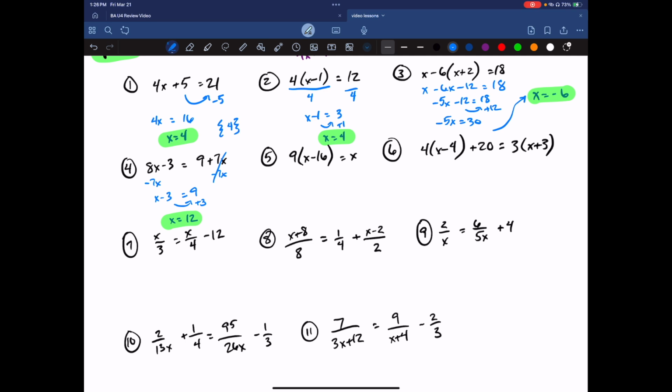On number 5, I'm going to go ahead and distribute. That's going to be 9x minus, 9 times 16 is 144. Next, because it would take me 2 steps to get the 144 by itself if I move the x to that, I'm just going to move the x here and say minus 9x, minus 9x. This is going to be negative 144 equals 1x minus 9x. That's going to be negative 8x. And so x equals positive 18.